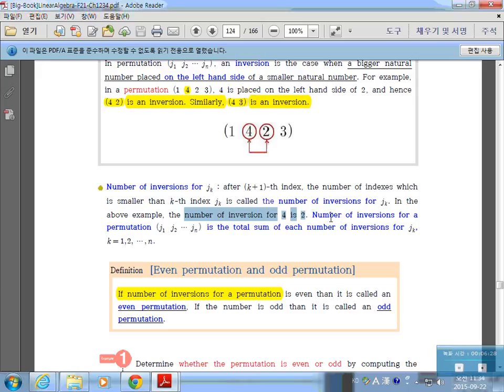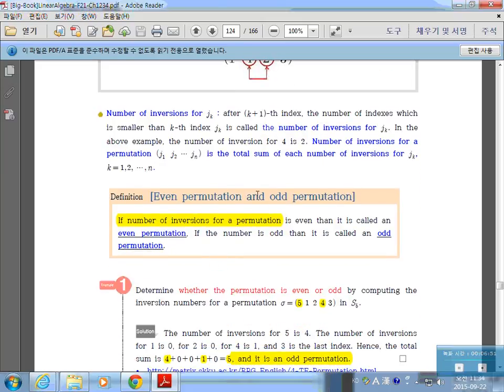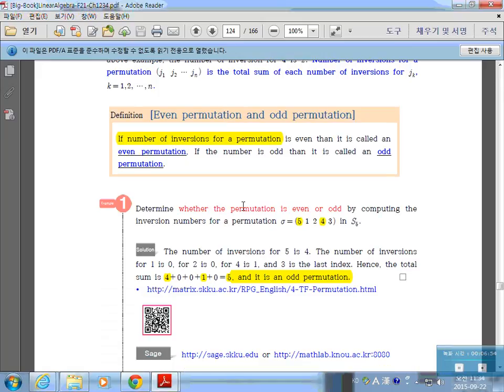The number of inversions for the whole permutation is the total sum of the numbers of inversions for J1, J2, ..., Jn, that is, the sum of the number of inversions for each Jk. With those concepts, we define the even permutation and odd permutation. If the total number of inversions for a permutation is even, then it is called an even permutation. If the number is odd, then it is called an odd permutation.